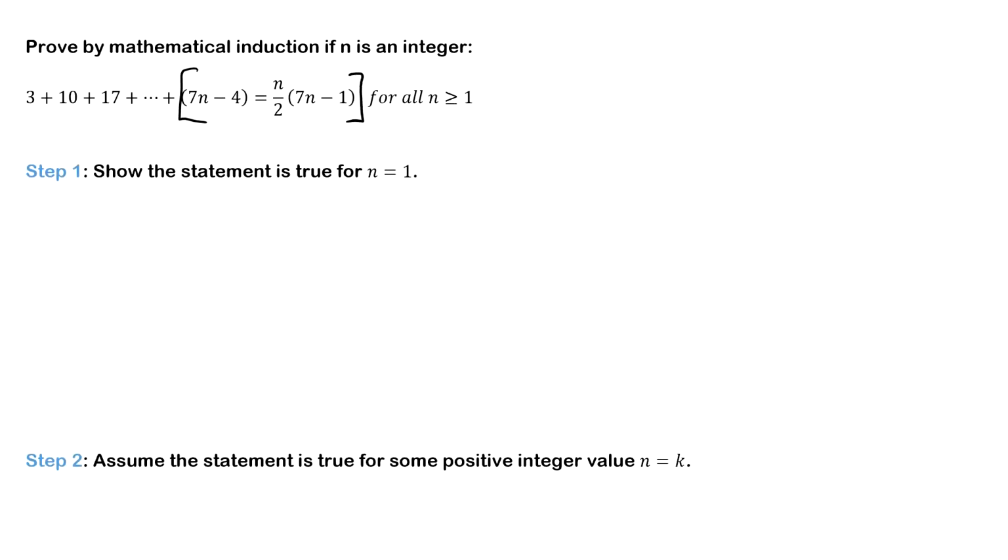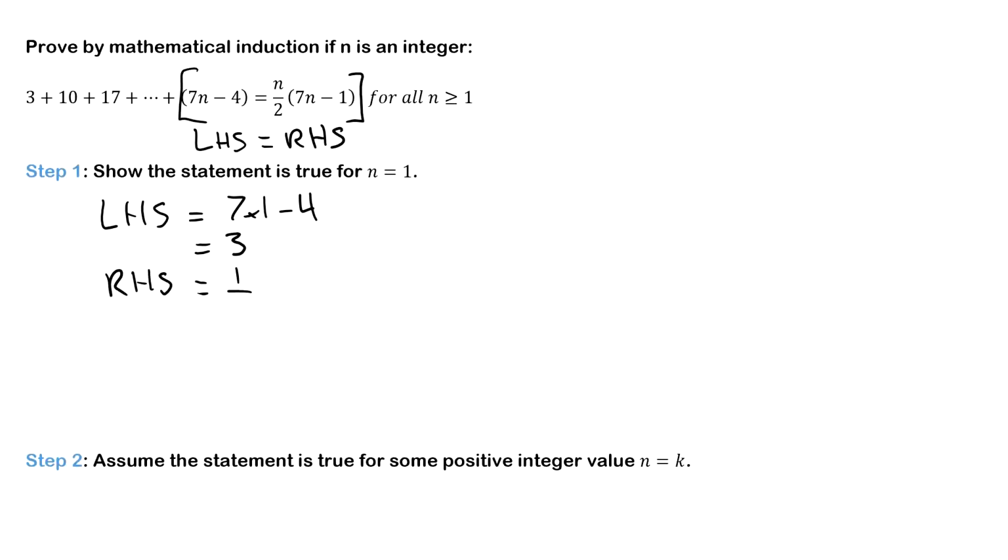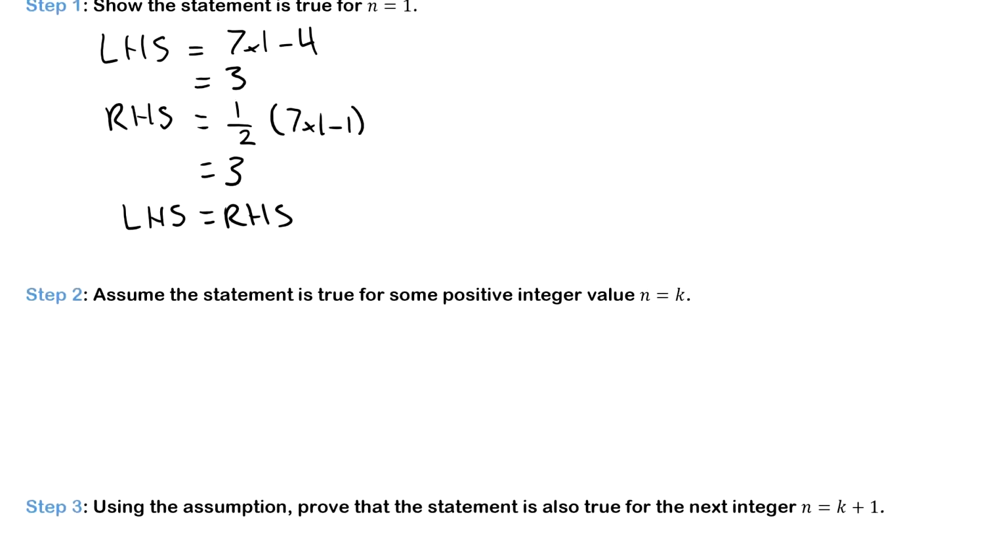And what we do here is we say we have the left hand side equals the right hand side. So our left hand side is going to equal 7 times 1 minus 4, which is 3. Our right hand side is going to equal 1 over 2 times (7 times 1 minus 1), which also equals 3. So the left hand side equals the right hand side, so we can assume that it is true for n equals 1.